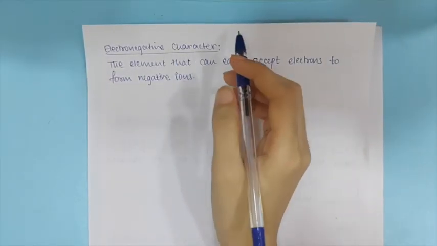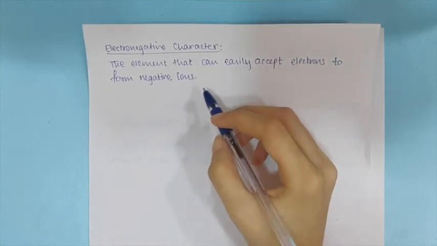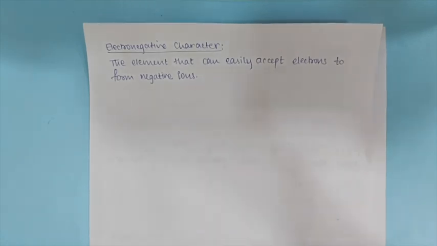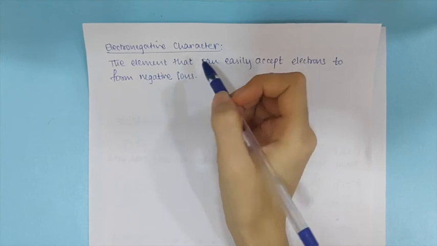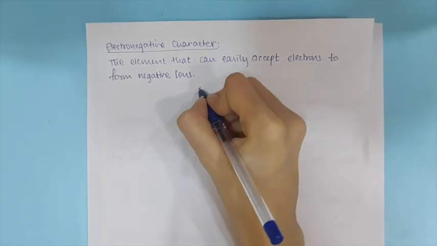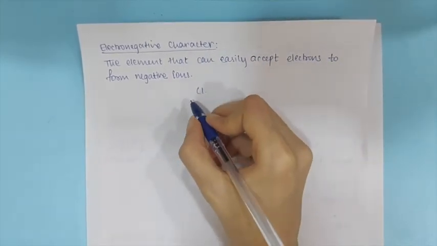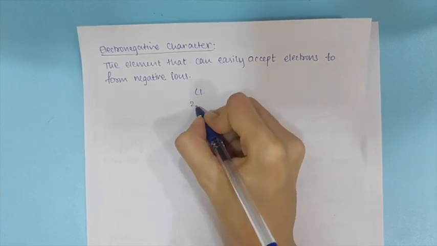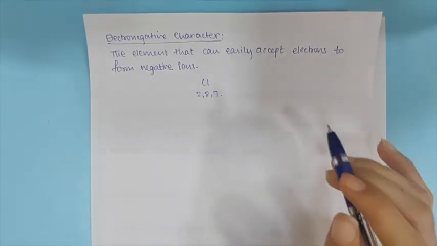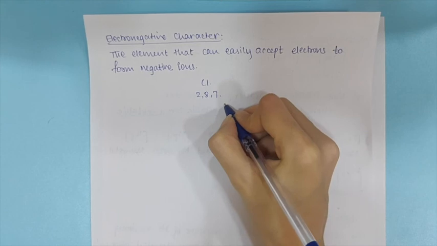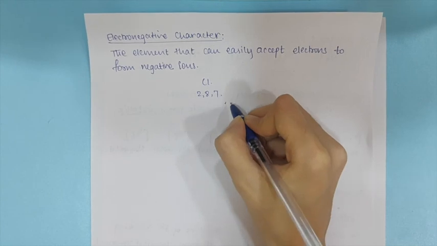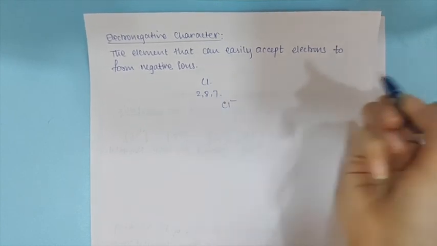The electronegative character is generally found in elements that can easily accept electrons to form negative ions. For example, the nonmetals. So, the electronegative character increases from left to right in a period. For example, if we take fluorine, it's a nonmetal, and what is its electronic configuration? 2, 8, 7. So now if the element accepts 1 electron, it attains the electronic configuration of a noble gas and it forms a negative ion, chlorine minus.